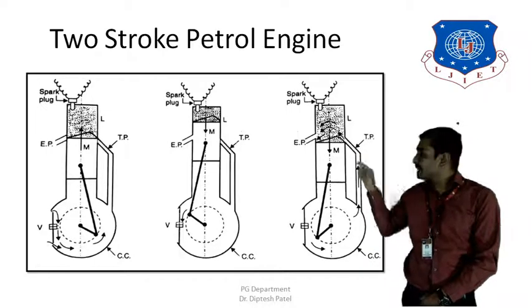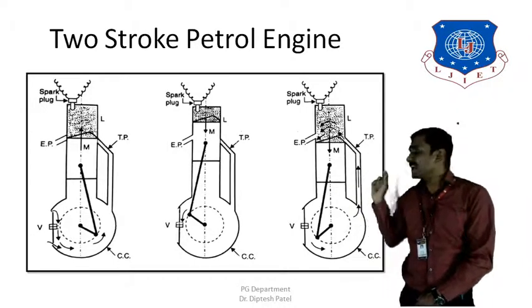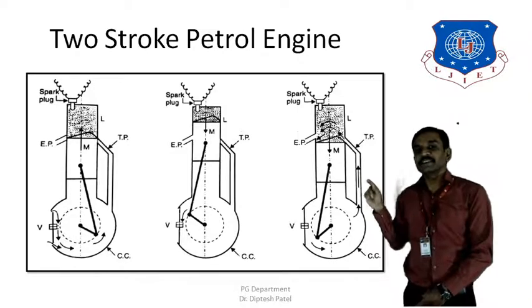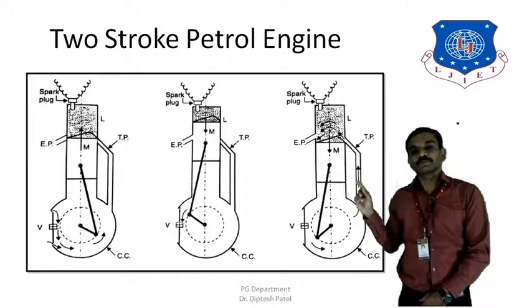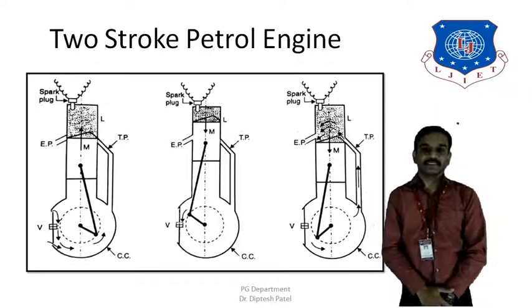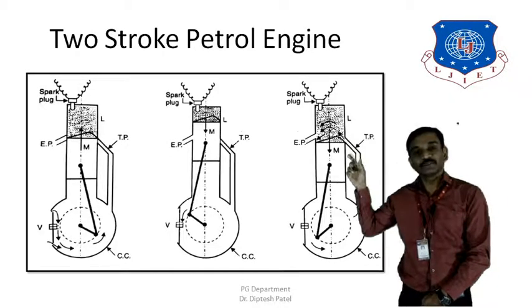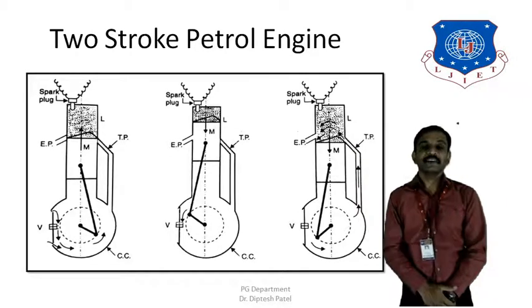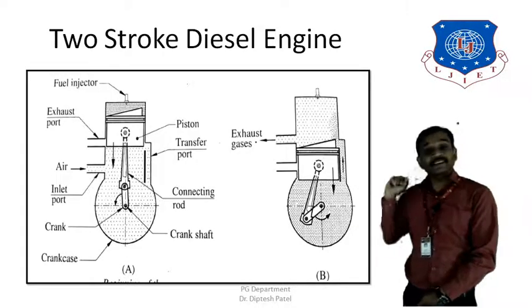In the third diagram you can see the piston is moving from TDC to BDC. At that time again the exhaust port and the transfer port remain open, so all the gases remaining in the cylinder leave through the exhaust port and the fresh charge enters the cylinder through the transfer port. The transfer port is ultimately connected with the crankcase. So fresh charge is taken from the inlet port into the crankcase, and then from the crankcase through the transfer port to the cylinder head.